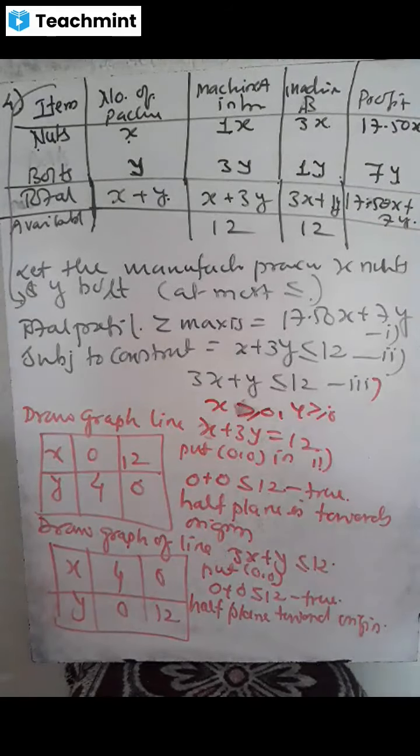Then put 0, 0 in this, we will get 0 is less than 12, so the half plane is towards the origin. Then for the second graph, 3x plus y less than or equal to 12, put y equal to 0, x is 4, for x equal to 0, y is 12, putting 0, 0 here, so again 0 is less than 12, which is true, so both the graphs are towards the origin. Now we have to plot the graph, find the corner points, and then we will solve further.